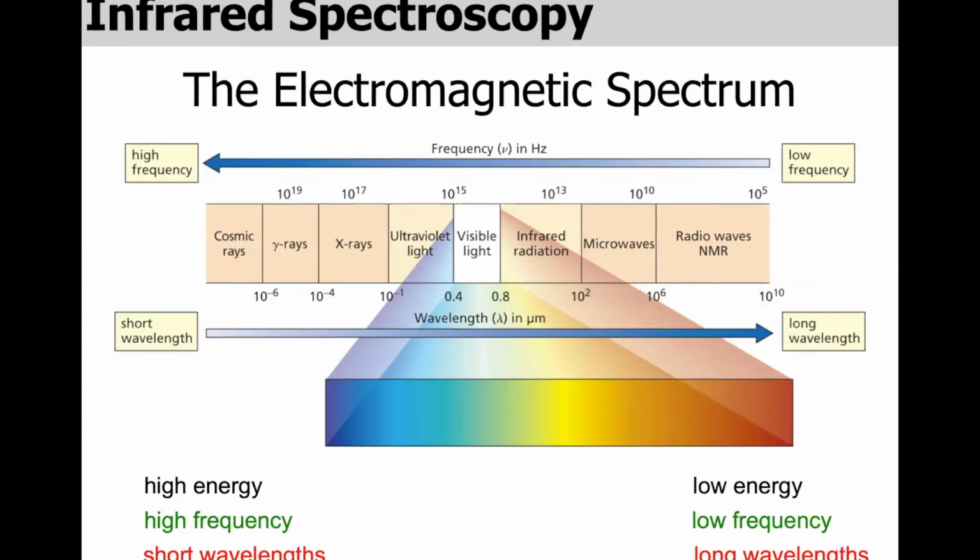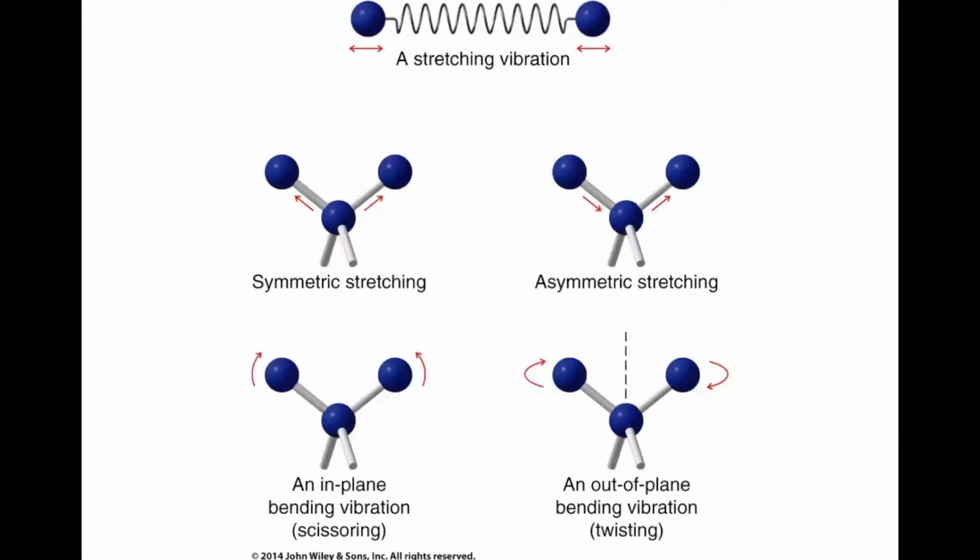What infrared looks at in terms of organic chemistry is stretching and bending of bonds. As the bonds stretch and bend, we can identify those stretches and bends when we put infrared radiation through our sample. We put infrared radiation through our sample, and what happens is our molecule will absorb certain wavelengths and not absorb other wavelengths.